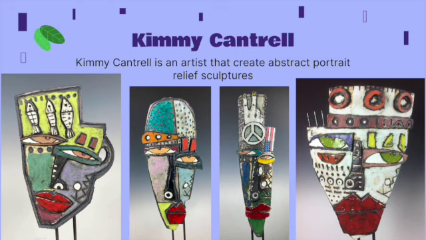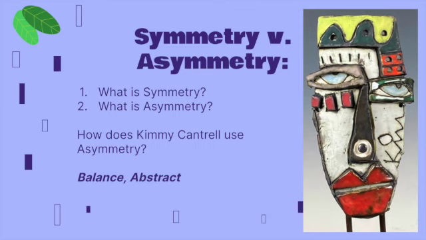He uses asymmetry by creating a face that is equal in visual weight on both sides, but not perfectly the same on both sides. You'll notice that one eye is a little bit higher, maybe one eye is a little bit bigger. You might also notice different heights on different parts of the faces. This is called asymmetry. He uses the idea of asymmetry to challenge people's ideas of beauty and what is beautiful.